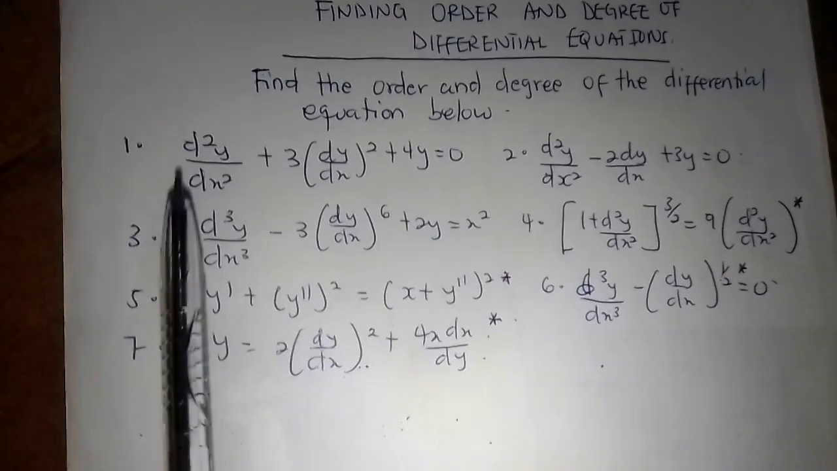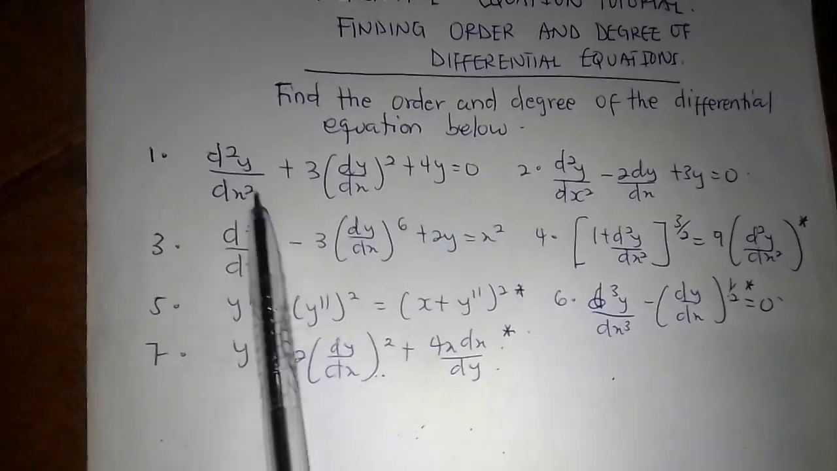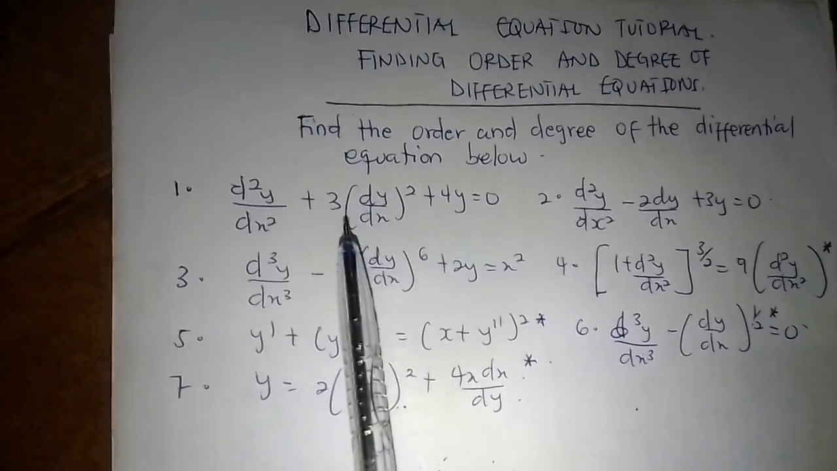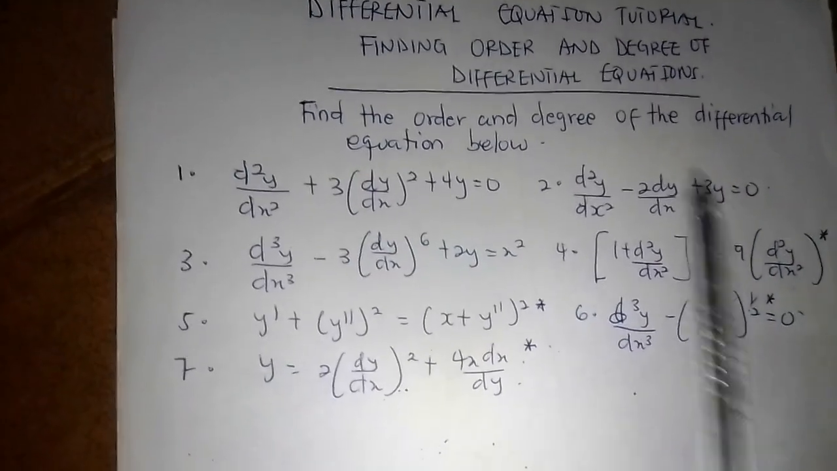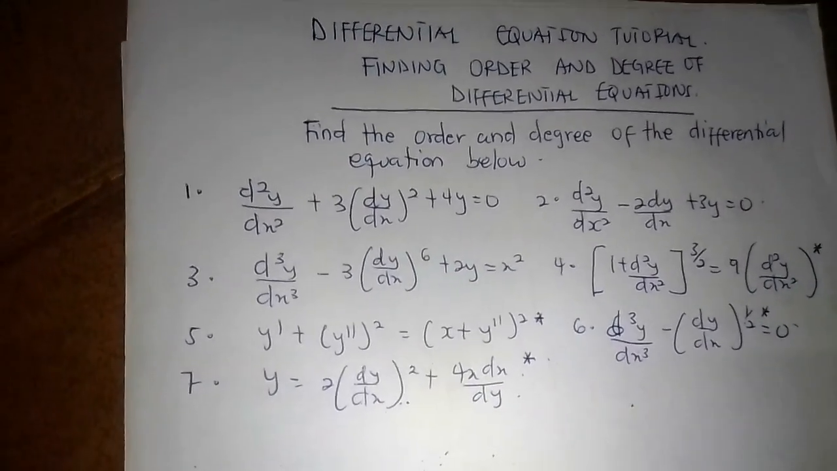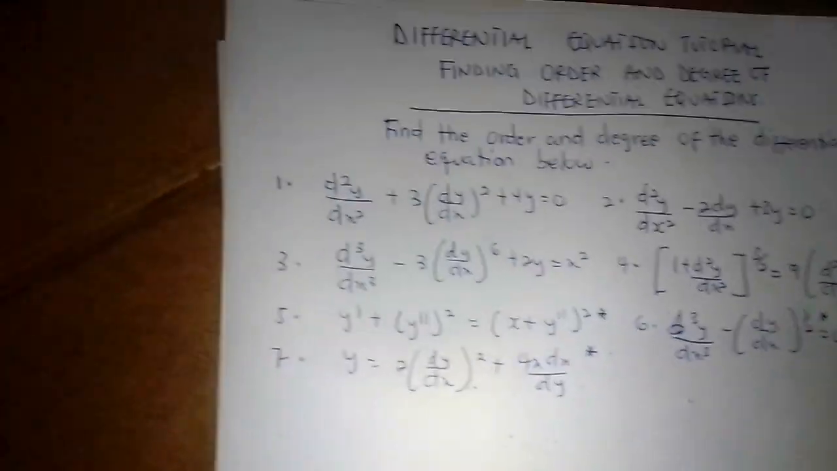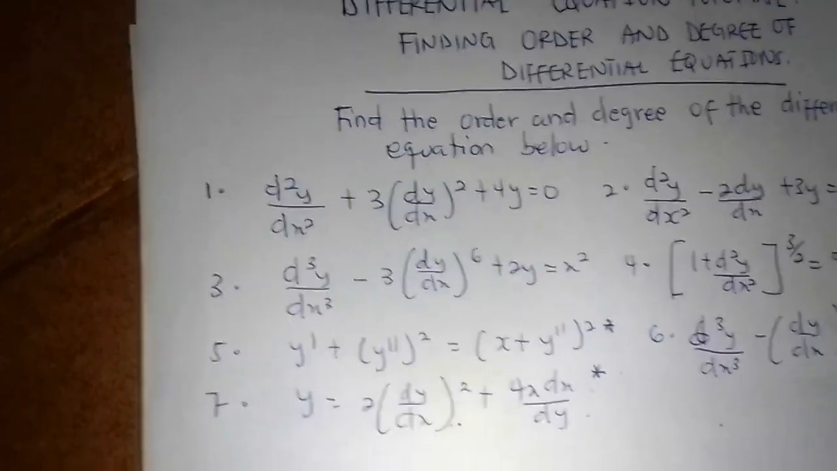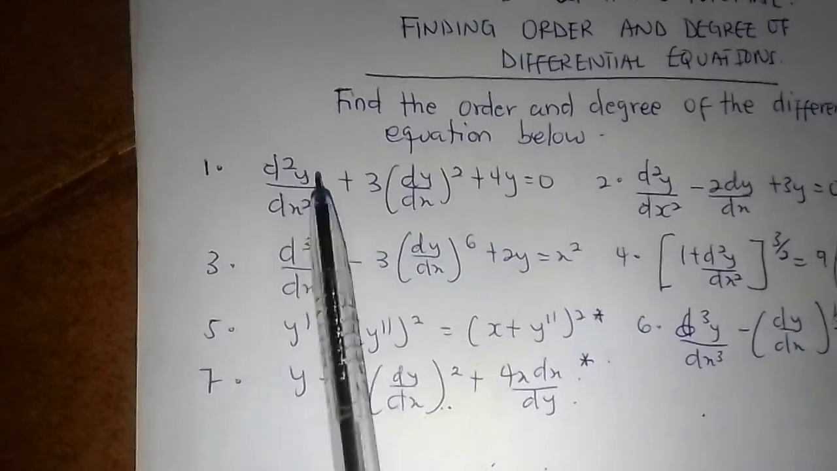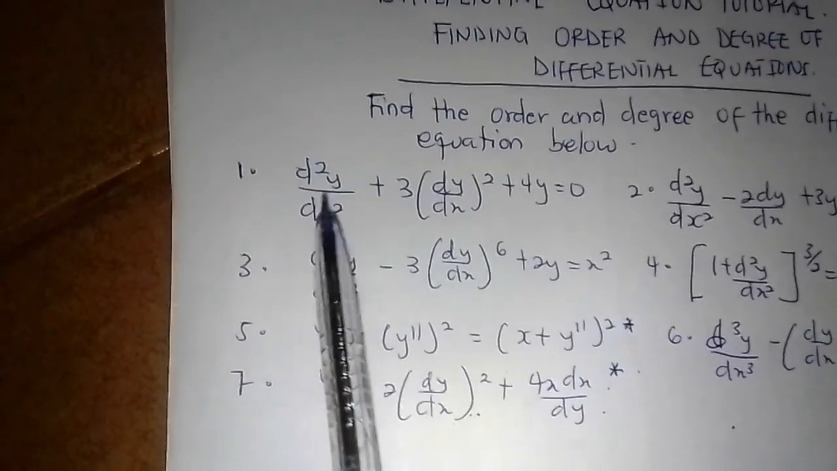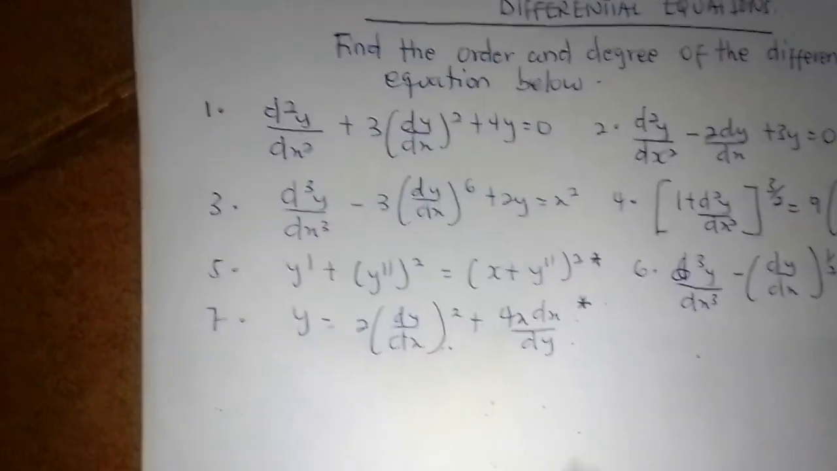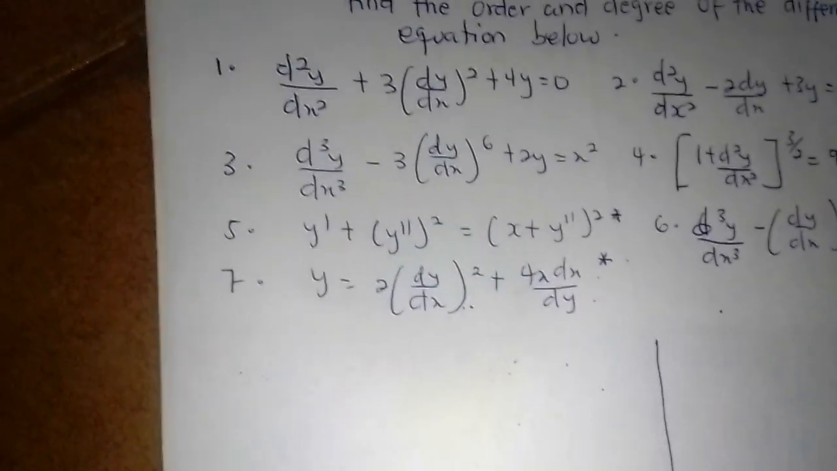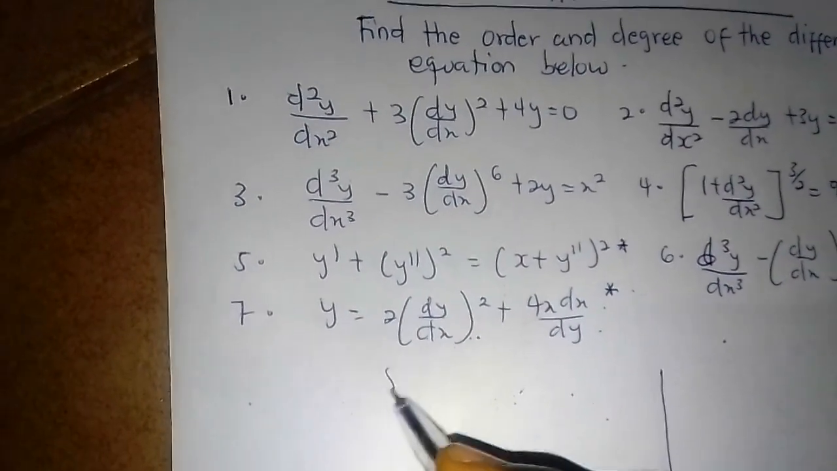So let's say the first question, number one, we have d squared y over dx squared plus 3 multiplying dy over dx all squared plus 4y is equal to 0. So this is a differential equation as we have here, and you ask yourself what's the highest derivative we have here. You can see that it's d squared y, that is the second derivative. So the highest derivative we have is going to be d squared y. So this is number one solution, and write the solution.